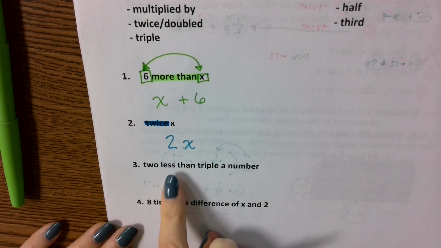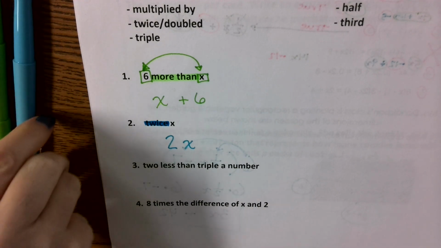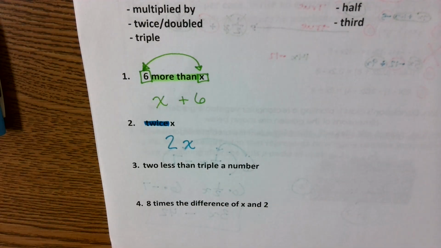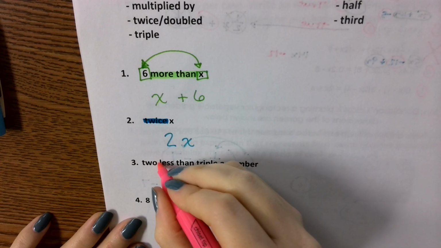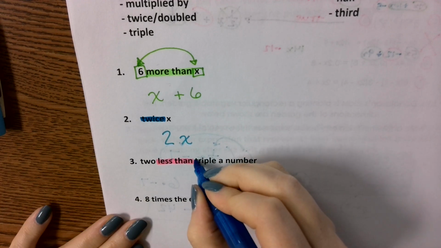Okay, 2 less than triple a number. So we now have 2 operations here. What's one of the operations that I've got going on, Nathaniel? Subtraction, right? I have less than. Less than means it's a subtraction term. What else do I have? What other operation, Parker? Multiplication. I've got triple a number.